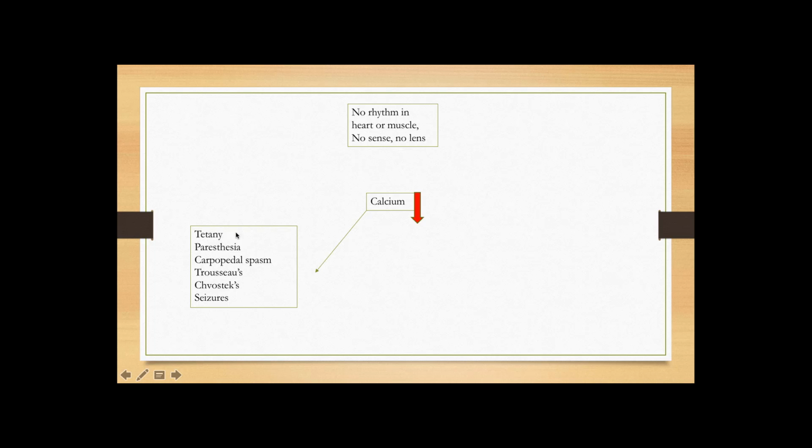So these are the symptoms of hypocalcemia, so just keep that in mind. And then people can have long QT and some arrhythmias with hypocalcemia as well. People can develop dementia, Parkinson's disease, and some basal ganglia calcification with low calcium levels. And then people can also finally get some cataract. So all these things will happen with hypocalcemia. So you can see no rhythm in heart or muscle, and then there is no sense and no length. So that's how you can remember this.